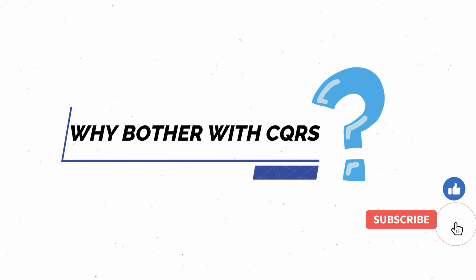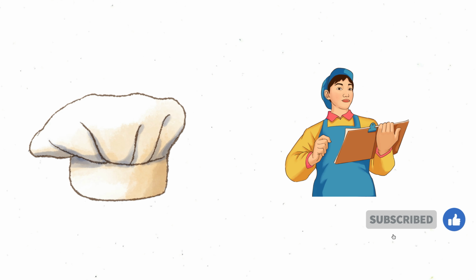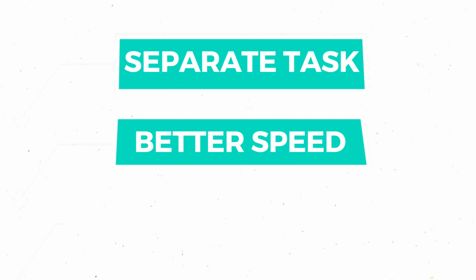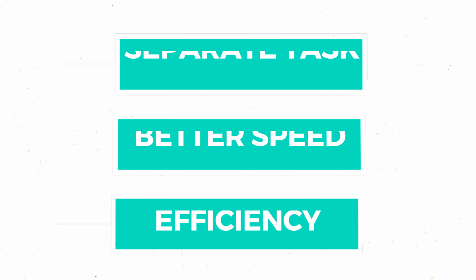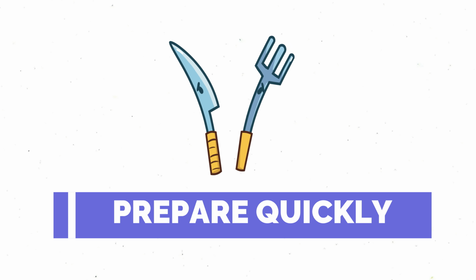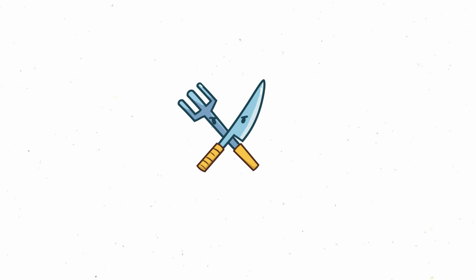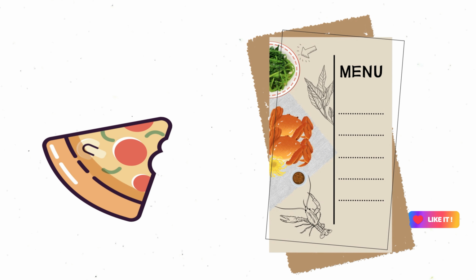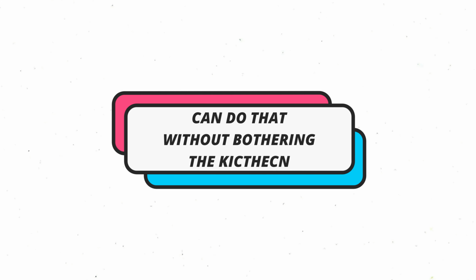So why bother with CQRS? Just like our chefs and wait staff, CQRS separates tasks for better speed and efficiency. Orders get prepared quickly and customers get served fast. It also makes changes easier. If the restaurant wants to add a new pizza to the menu, the query side can do that without bothering the kitchen.